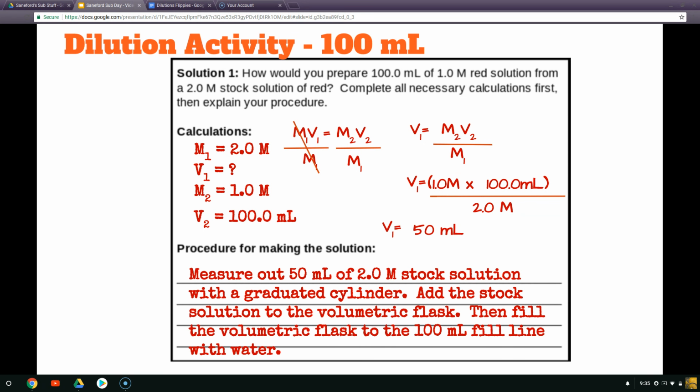So for the procedure for making this, the first thing you're going to do is measure out 50 milliliters of 2 molar stock solution, which is red, in the graduated cylinder. Then you're going to add it to the volumetric flask. You're going to pour it in there. And then you're going to use water in the volumetric flask to get to the 100 milliliter fill line, right? Stop early, don't go over, and then use the dropper to get as close as you can.